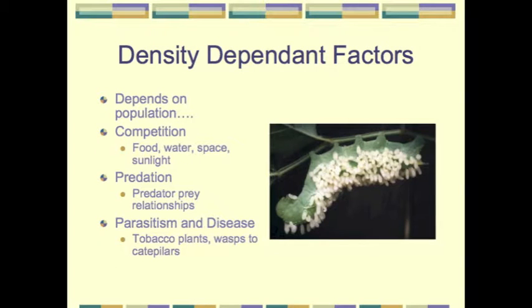Finally, density-dependent factors. So in other words, the population can change depending on how many individuals live in that certain area. Density-dependent factors are competition, predation, and parasitism and disease. That's a tobacco wasp that you see laying its larva in a caterpillar. That'll kill it.